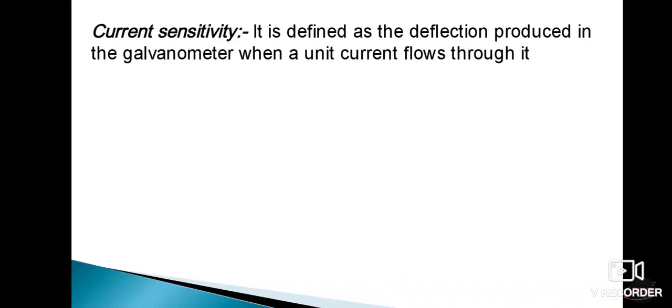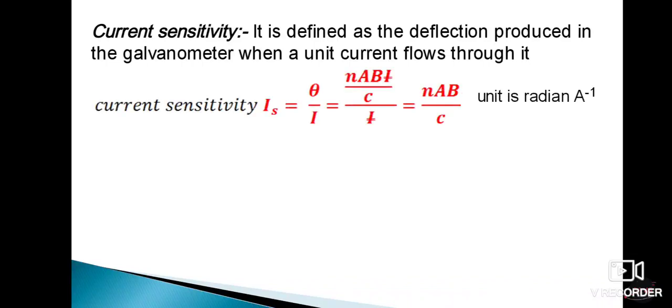Current sensitivity is defined as the deflection produced in the galvanometer when a unit current flows through it. Therefore, current sensitivity Is is equal to the deflection divided by the unit current, that is theta divided by I. Theta we already know is NABI divided by C, divided by I. So I cancels, and we get NAB divided by C. The unit of current sensitivity is radian, because theta is measured in radian and the current is in ampere. Therefore, it is radian per ampere.